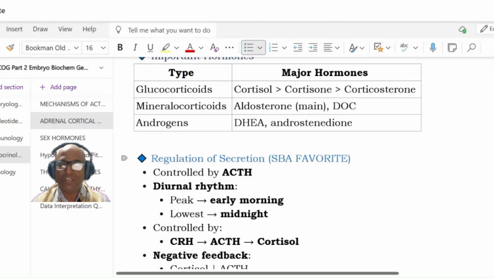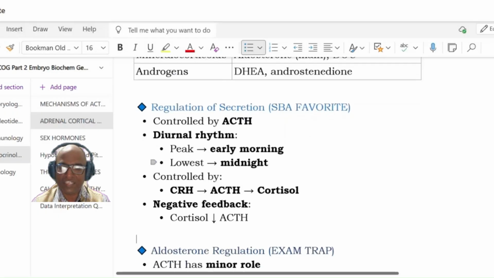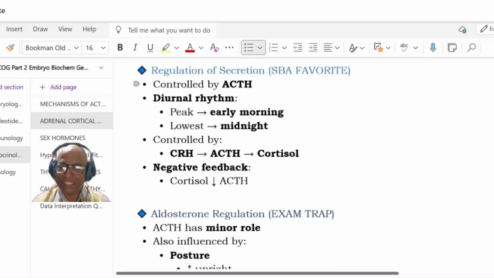Now, how is the secretion of these hormones regulated? It is mainly controlled by ACTH. We know ACTH comes from the pituitary and acts on the adrenal cortex and stimulates the secretion of these hormones. This has a diurnal rhythm. The peak is in the early morning and the lowest is at midnight. And how is ACTH controlled? ACTH is controlled by the hypothalamus in the form of CRH, the corticotropin releasing hormone, which stimulates ACTH, and ACTH acts on the adrenal cortex and it will secrete cortisol.